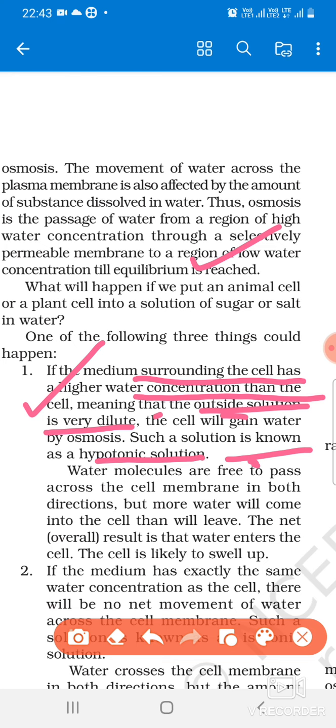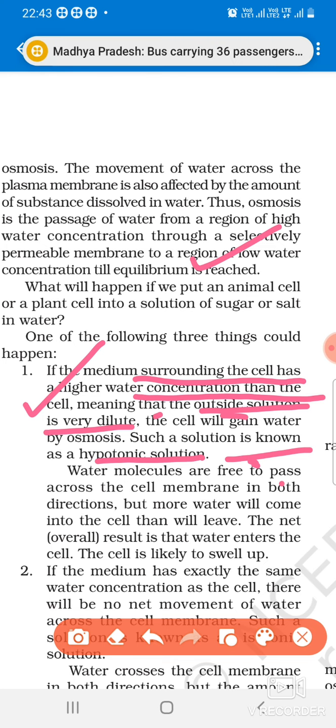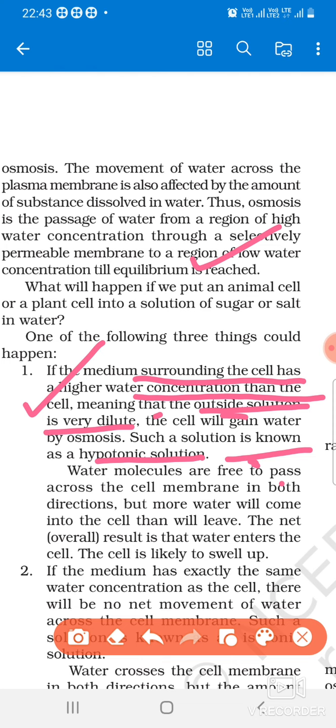Such a solution is known as the hypotonic solution. We can say that a dilute solution is called the hypotonic solution, and in this case the movement will take place from outside to inside, and this will result in the water entering inside the cell and the cell is likely to swell up. Okay, the question is, what happens to the cell in the hypotonic solution? The cell will swell up. Why will it swell up? Due to the movement of water from outside to inside.